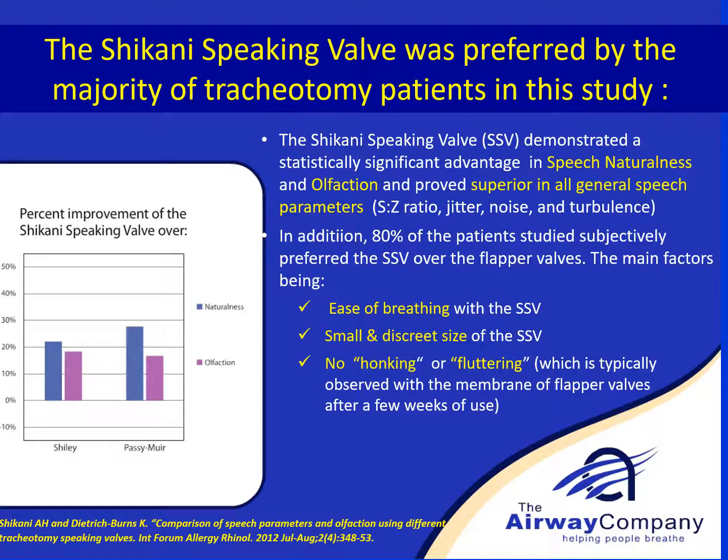This summarizes the study where the Shikani speaking valve demonstrated the highly statistically significant advantage in speech naturalness and olfaction, and general superiority in all speech parameters. In addition, 80% of the patients who were studied preferred the Shikani speaking valve over the flapper valve, mainly because of the ease of breathing and the fact that the Shikani valve was small and discreet. And also, they liked the fact that there was no honking or fluttering of the Shikani speaking valve, which is observed with the membrane of the flapper valves.